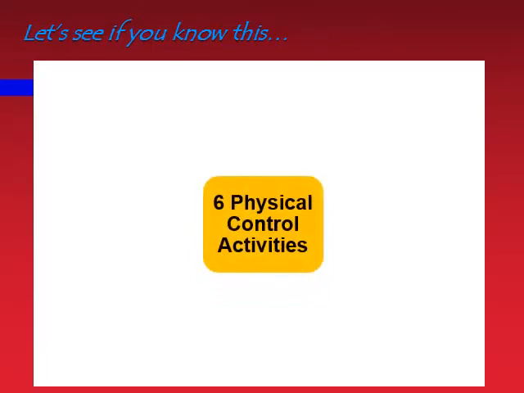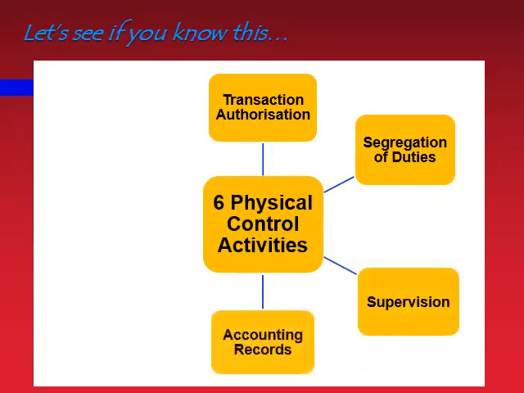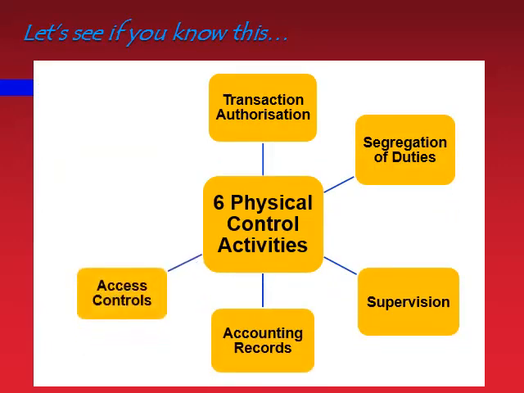What are the 6 physical control activities that we have actually identified so far? They are transaction authorization, segregation of duties, supervision, accounting records, access controls, and independent verification. Now we're going to be looking at some IT application controls.